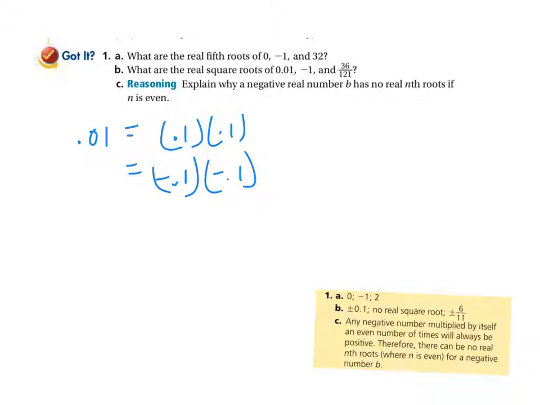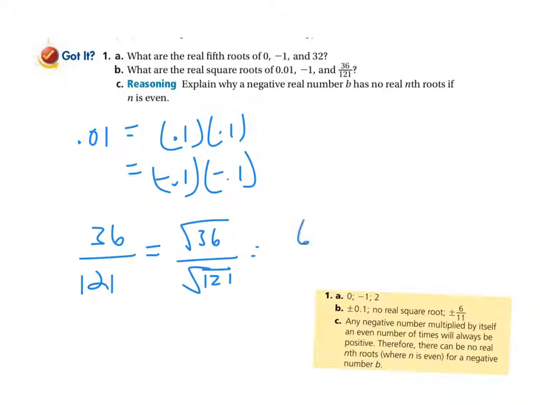Okay, then moving on to 36/121st, sorry about that. Think about the top and bottom separately, right? Square root of 36, square root of 121. Well, for sure, we get 6/11ths, but again, don't you also have negative 6? Because you can multiply negative 6 times negative 6 and negative 11, right?